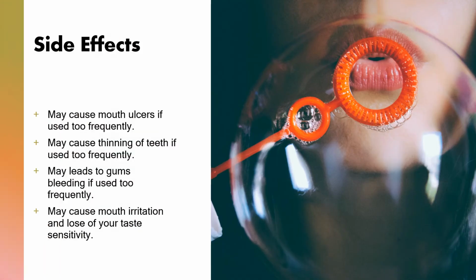Now coming to the side effects of this toothpaste. This toothpaste can cause mouth ulcers if used too frequently. If you are going to use more than twice a day, then there are chances that it results in mouth ulcers. And also this toothpaste can cause thinning of teeth if used too frequently. The thickness of the teeth will be lost. And also this toothpaste may lead to gum bleeding if used too frequently, and also it may cause mouth irritation and loss of taste sensitivity if you are going to use it too frequently.